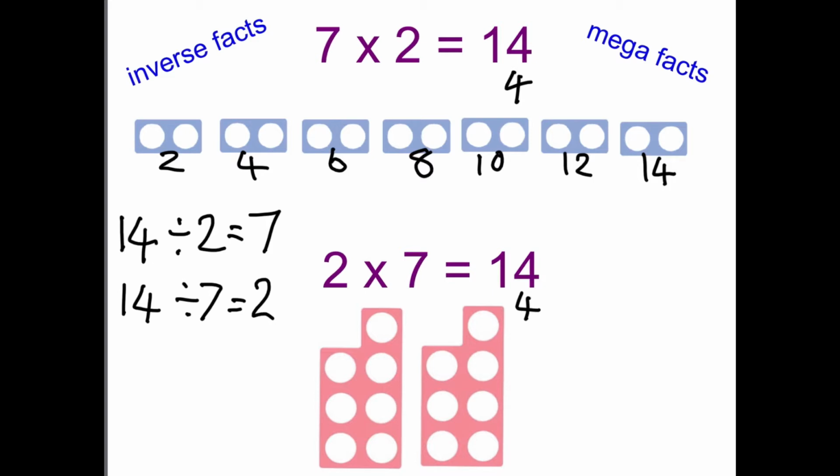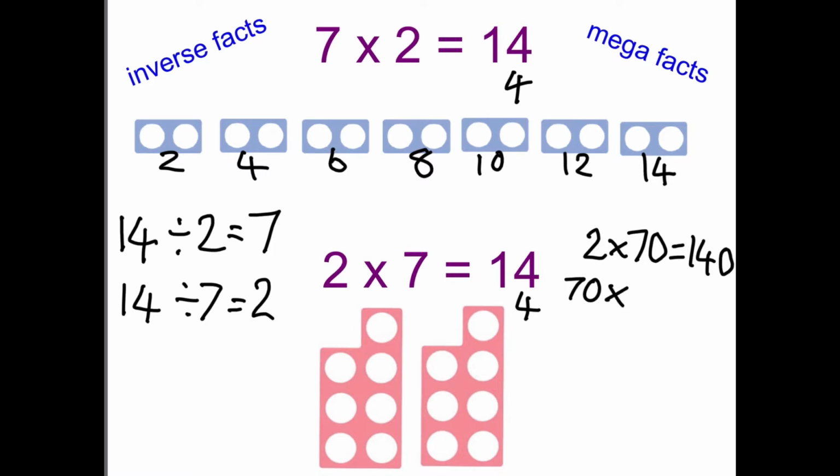So if we had 2 70s, remember the just add a 0 rule, we've got our 14, then if we put the 0, we've got 140. So if you had 70 add 70 or double 70, you'd have 140 altogether.